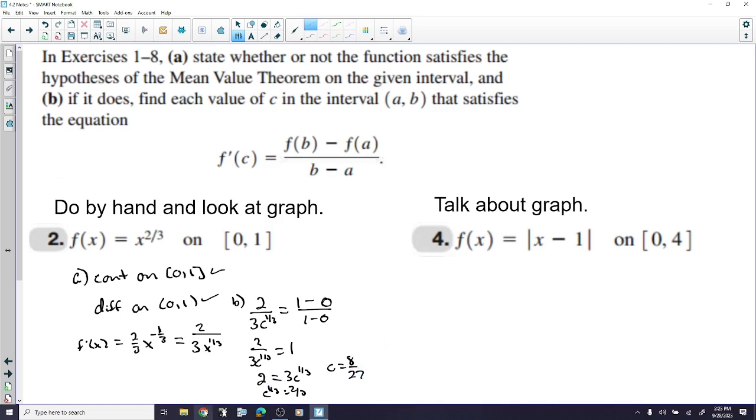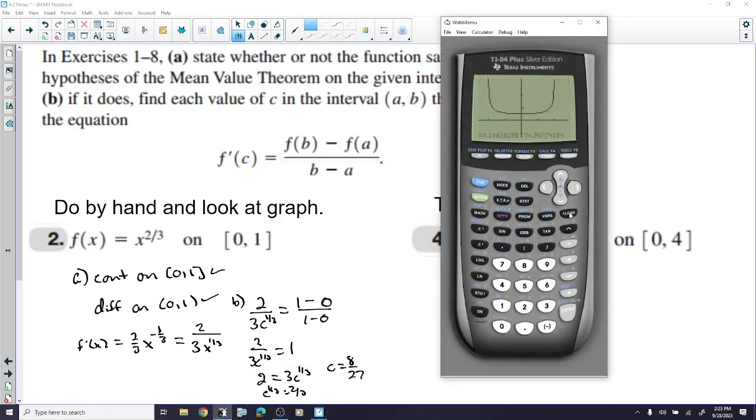Let's look at the graph, I suppose. Clear this. Quit. Let's go y equals x to the 2/3. Graph. Oh, I should change this window. And we're really looking from 0 to 1. So 0 to 1. So the slope of this secant line is the same as the slope of the tangent line at 8/27.